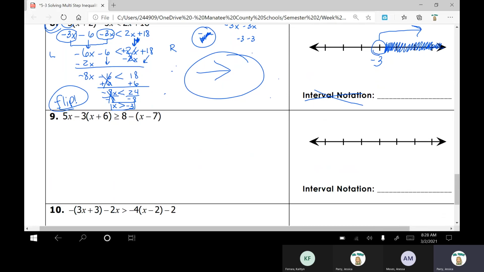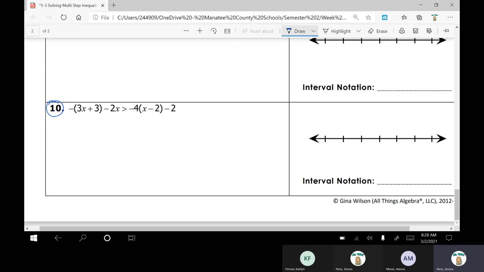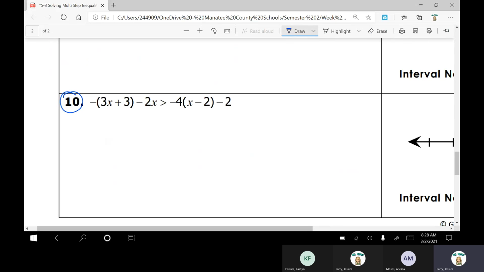Last one here, number 10. Number 10. This one's similar to number 8, but we've got a little bit more that we have to do. Instead of doing a bunch of things on only the left side, we're going to have to do a couple of things also on the right side there, because we've got parentheses on both sides.